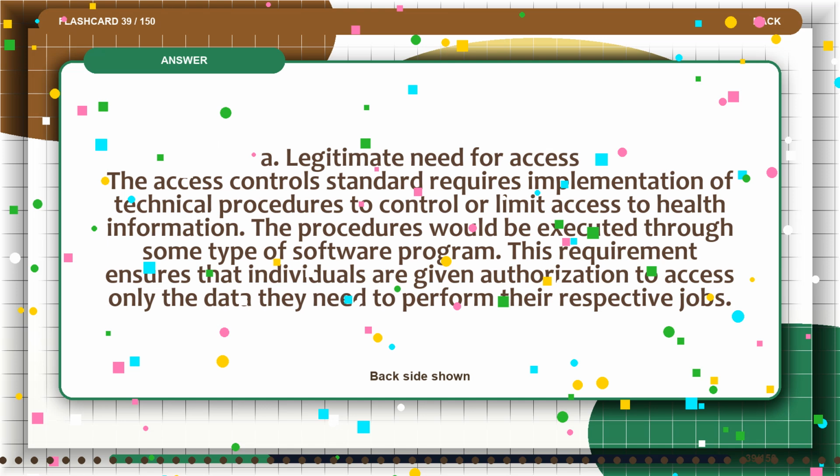The answer is A. Legitimate need for access. The access controls standard requires implementation of technical procedures to control or limit access to health information. The procedures would be executed through some type of software program. This requirement ensures that individuals are given authorization to access only the data they need to perform their respective jobs.